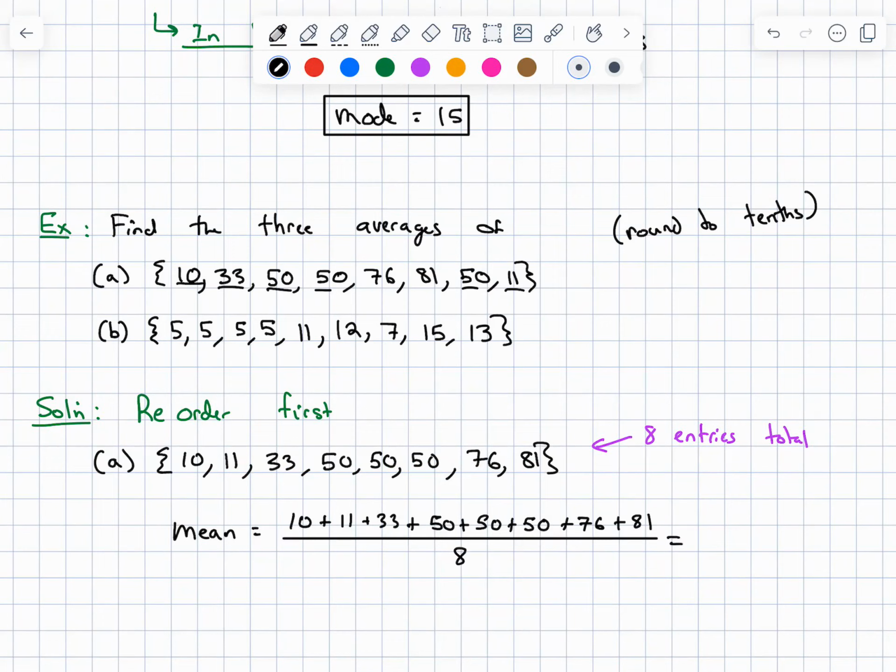Then let's plug that in your calculator. I'm going to calculate the numerator first. 10 plus 11 plus 33 plus 50 plus 50 plus 50 plus 76 plus 81. It's 361. Yes. 361 divided by 8, which is 45.125. That's right, 45.125, but we're going to round to the nearest tenth. So approximately 45.1.